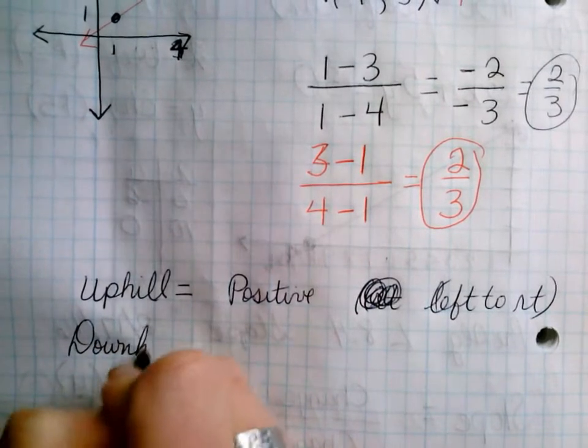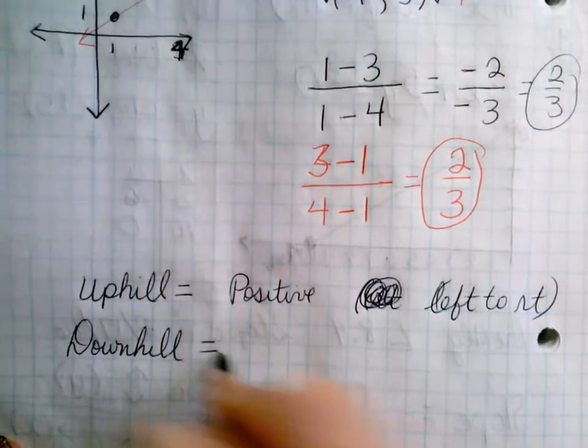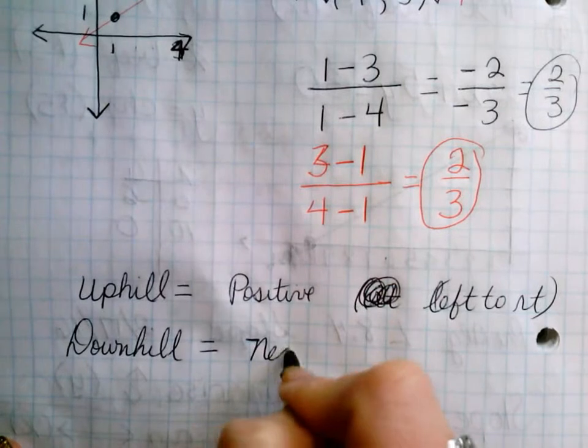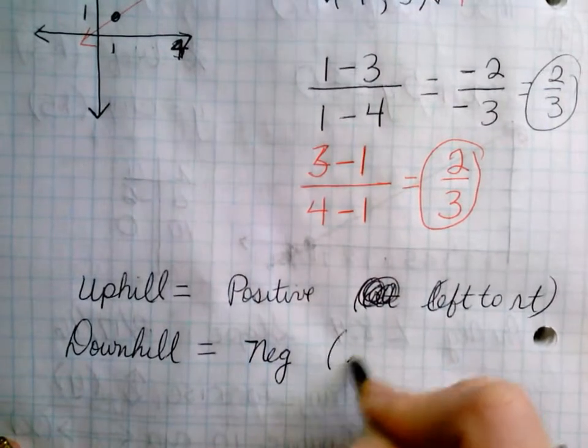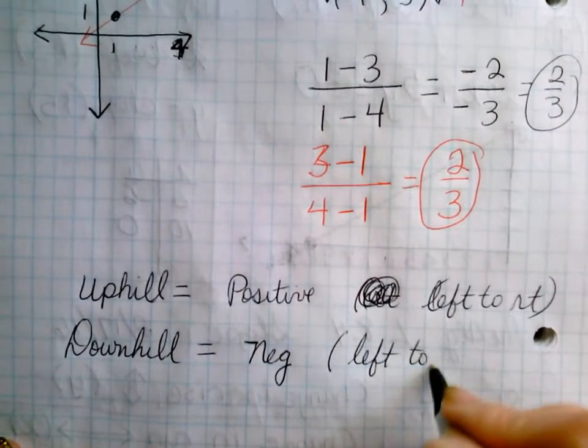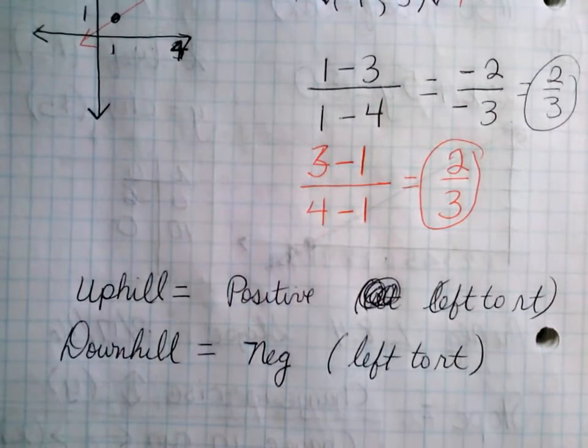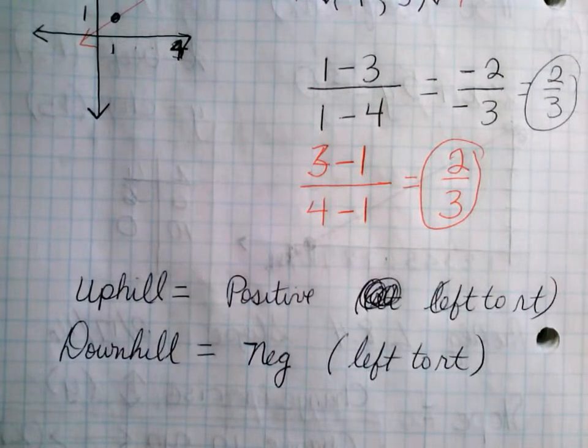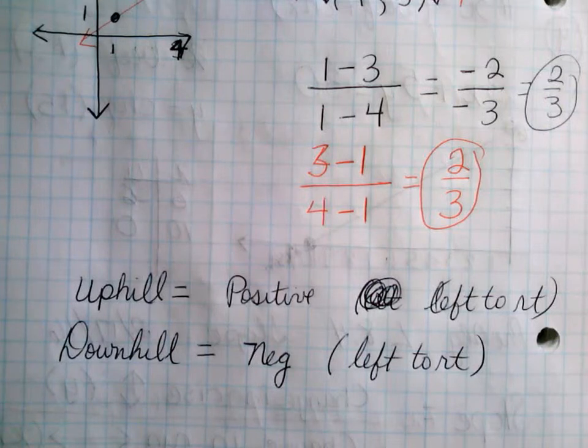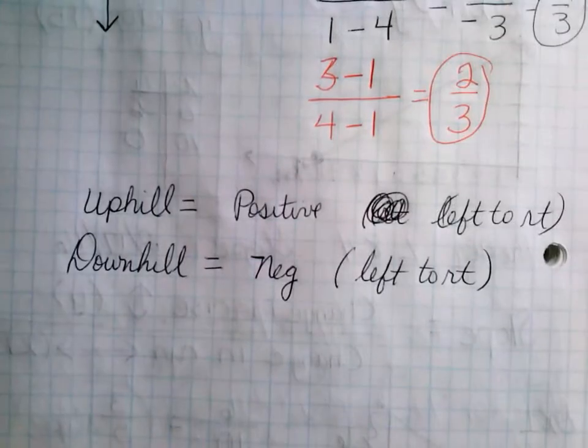Downhill is always going to be a negative slope. Left to right. Okay, you're viewing it from left to right. And if you look at the left side of that second photograph, at the top, the guy's going downhill. Okay?